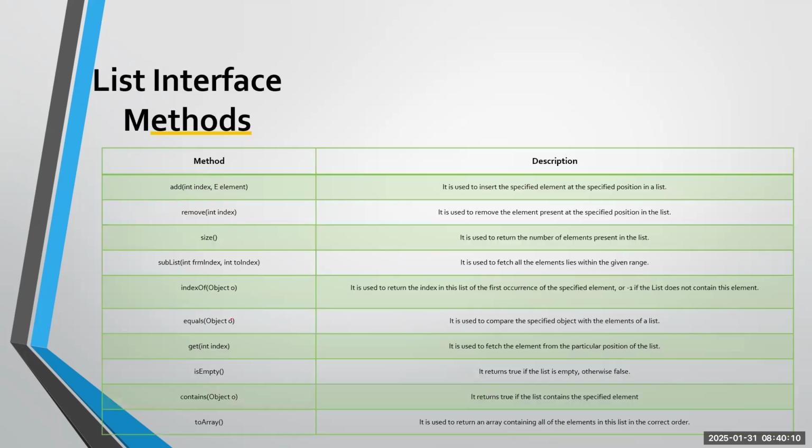So when it comes to the methods, these are the common methods we have seen, right? add, remove, size. Then subList we haven't seen, right? If you wanted to create any sublist, just provide fromIndex and toIndex, and you will get that separate list. Then you have indexOf, equals, get, isEmpty, contains, and even toArray, which we have already seen. Whatever elements are there in the array, you will get those elements in the same order, right, if you follow toArray. Now, these are the common methods.